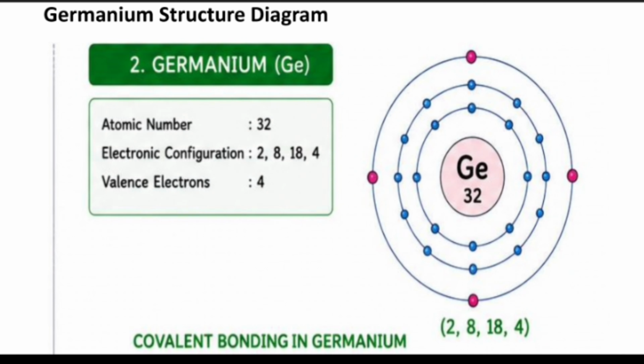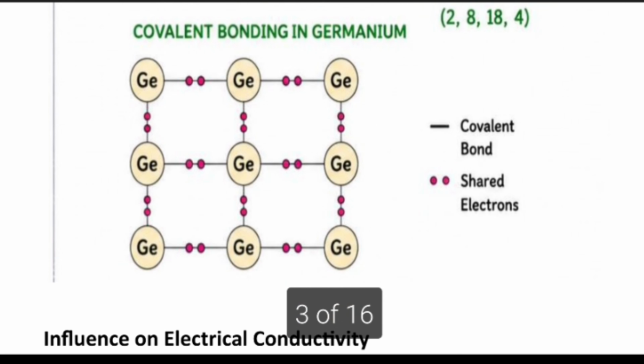Coming to the covalent bond, this is how it looks in germanium. The red color represents the electrons being shared, and this is how they are represented here.